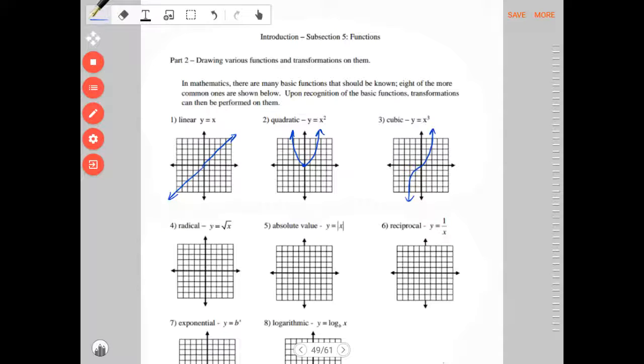Okay, there you go. The radical graph is just the top half of the parabola. The absolute value, that's my favorite graph. That's the V graph. The reciprocal graph looks like this, 1 over x. Sorry, it goes through (1, 1). That's not very good, so I'll try that again.